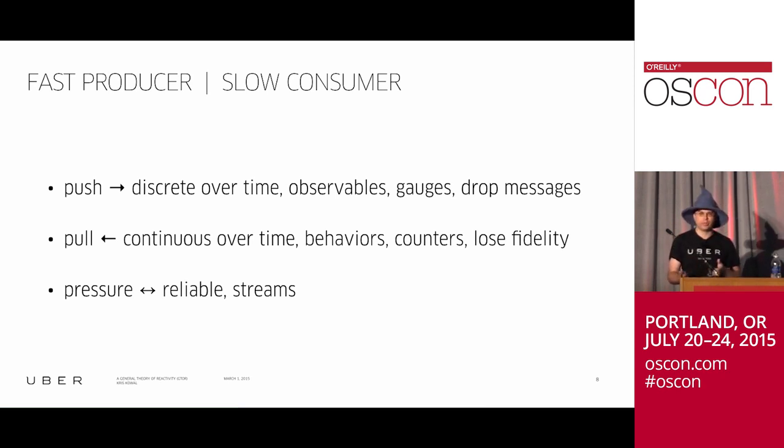If the consumer is slower than the producer, you just slow down and you observe less frequently. When you do that, the fidelity of your measurement decreases, but the accuracy does not. And then in the cases where you actually need every value from the producer to transit all the way to the consumer, perhaps even in the correct order, that's where pressure comes in. Pressure allows your fast producer to slow down in response to a slow consumer.